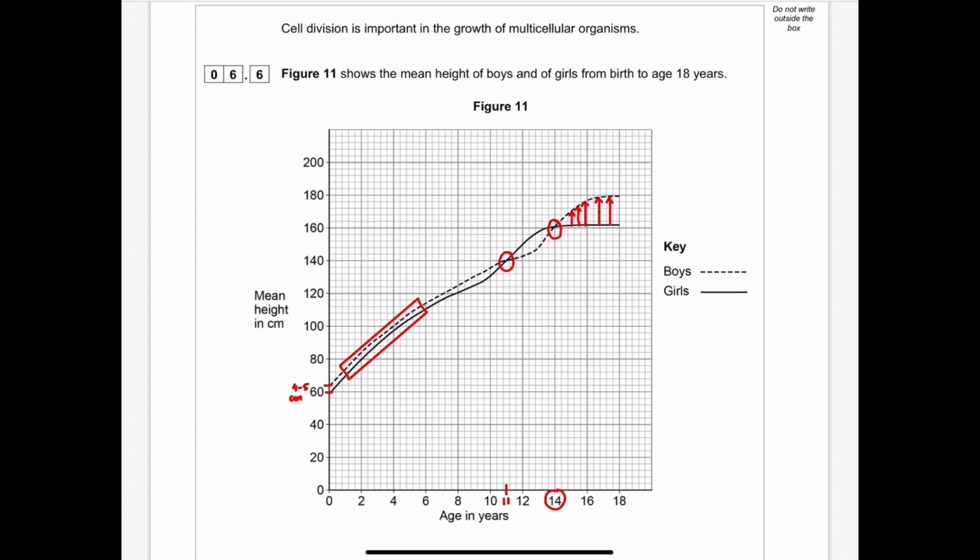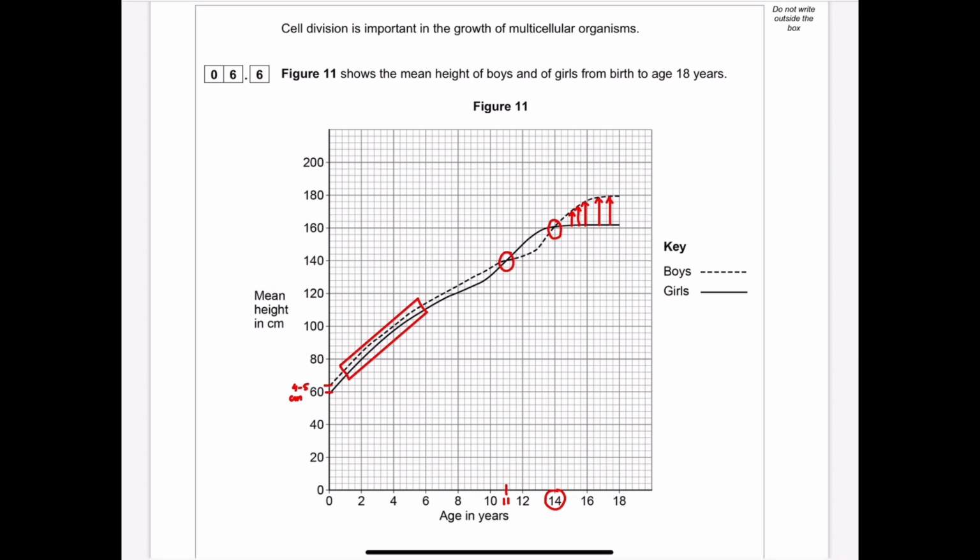Cell division is important in the growth of multicellular organisms. 6.6: figure number 11 shows the mean height of boys and the mean height of girls from birth to the age of 18 years. The age of boys and girls is given along the x-axis. Their mean height is along the y-axis.